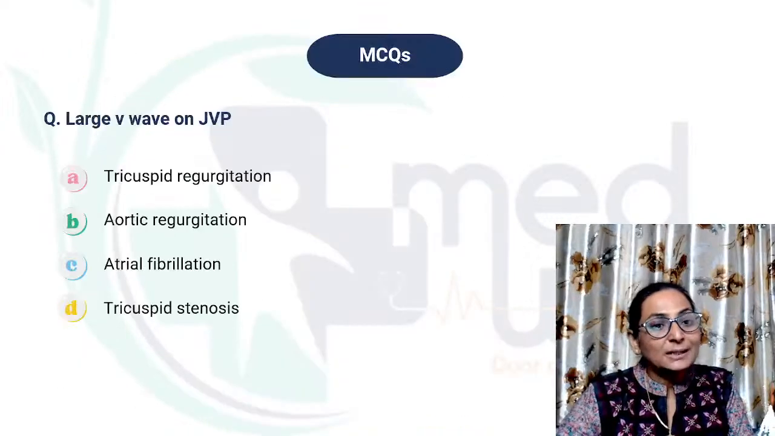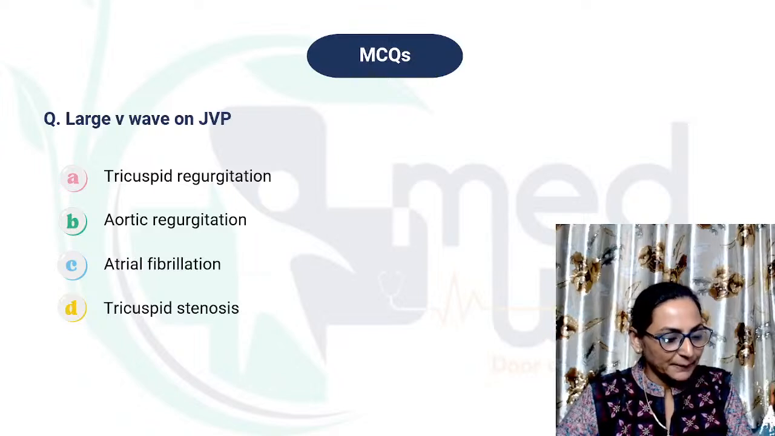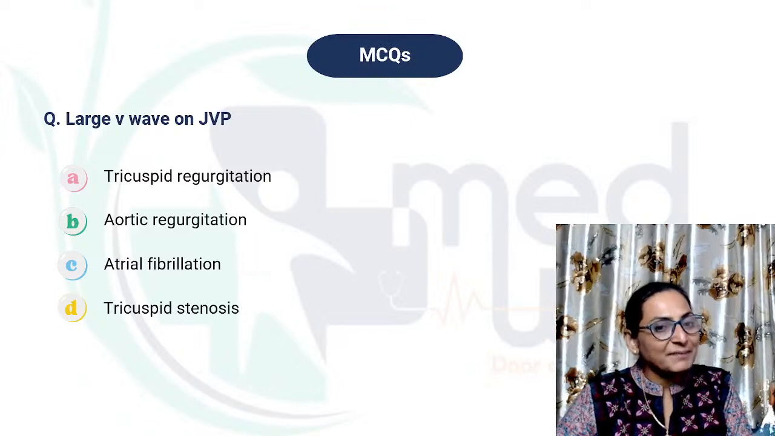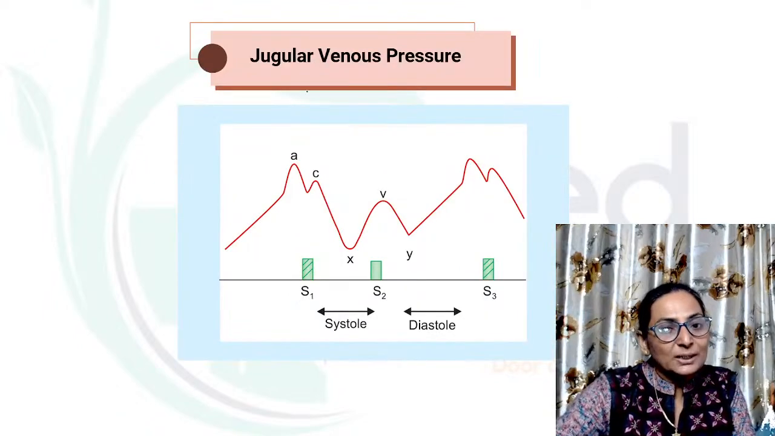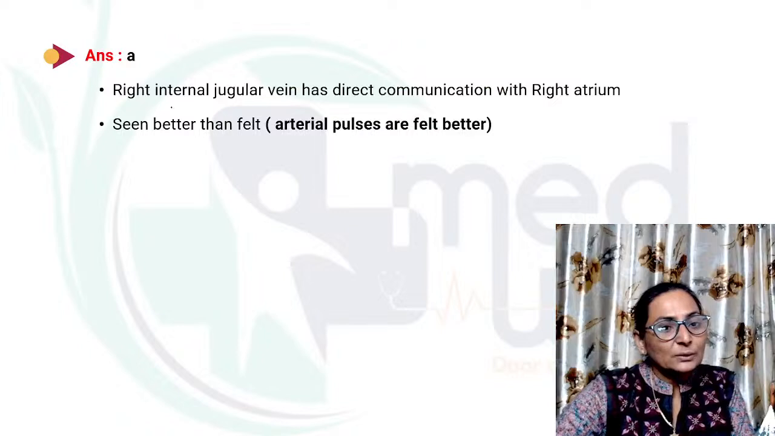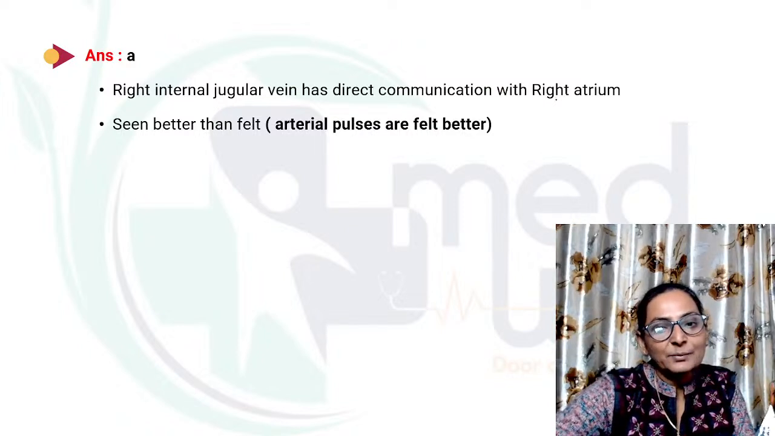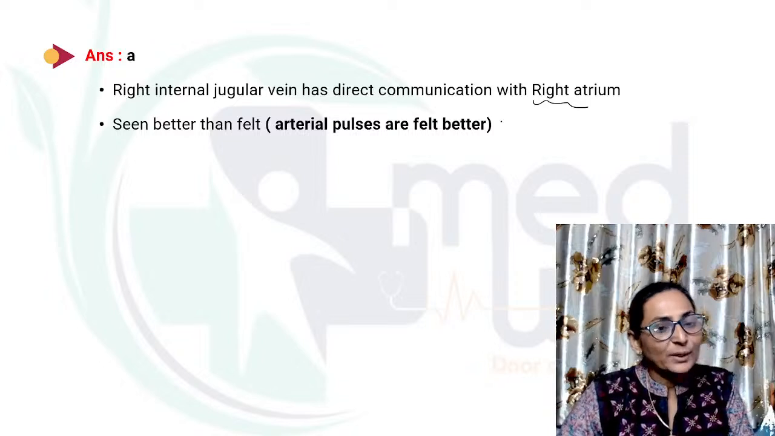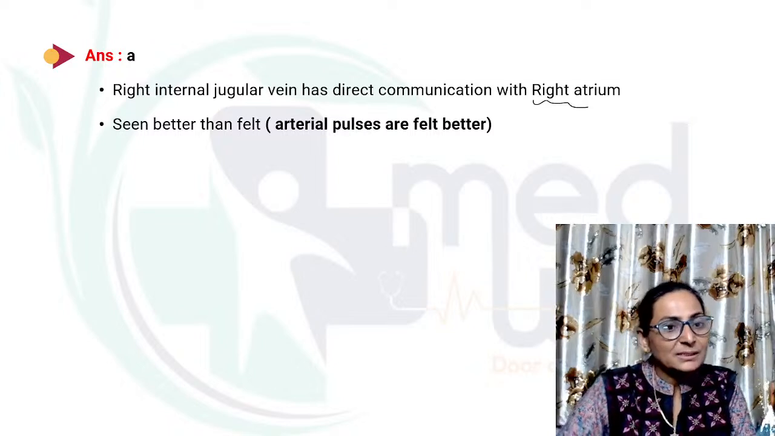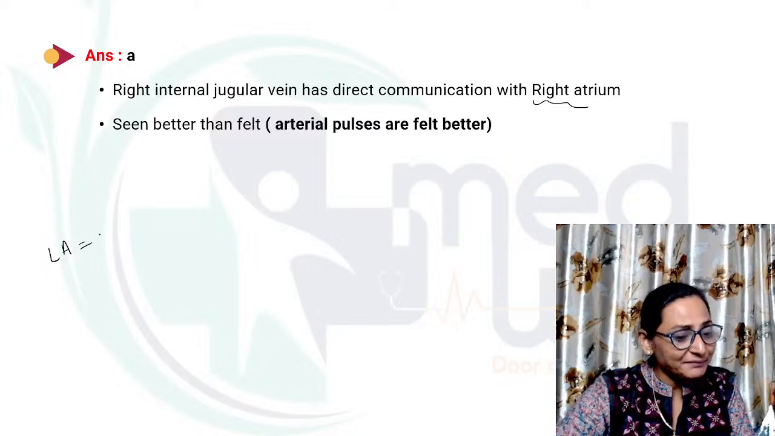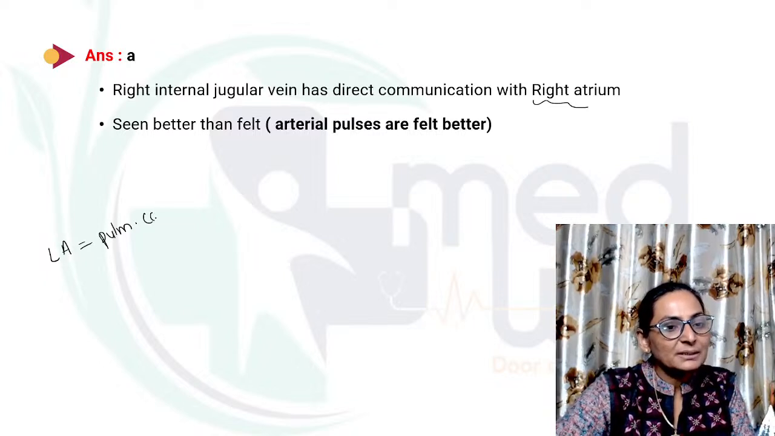Now, a large V wave on JVP. Remember, JVP is very, very important in medicine as well as in physiology. Yes, it is with tricuspid regurgitation. See, jugular venous pressure, right? Now, the right jugular vein has a direct communication with the right atrium, and therefore, when you measure the pressure, it gives you an idea of the pressure of the right atrium, right? So, for the right atrium, you use the jugular venous pressure, but for the left atrium, you use the pulmonary capillary wedge pressure.